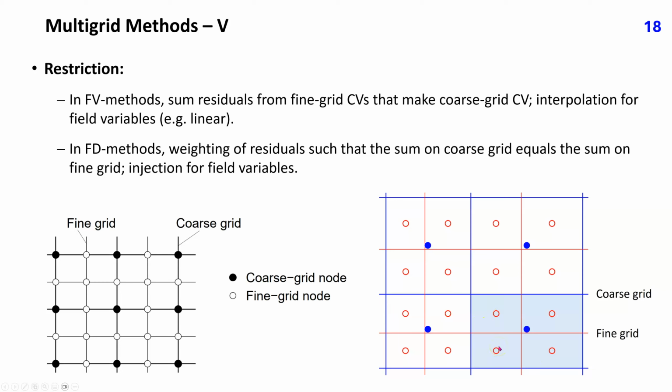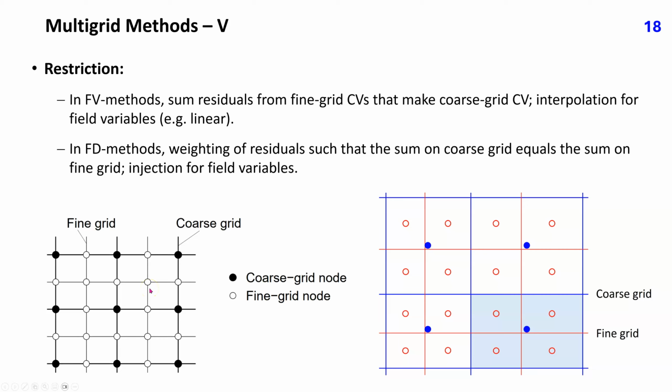In finite volume methods, the right-hand side of the discretized equation represents in principle the volume integral of the source term. It is thus natural to sum the residuals from fine grid cells to define the residual on the coarse grid. The coefficient matrix on the coarse grid is built by discretizing the original equation on that grid. Field variables which may be needed to construct the coefficient matrix, for example velocities needed to compute the mass fluxes, can be interpolated using linear or high-order interpolation methods.